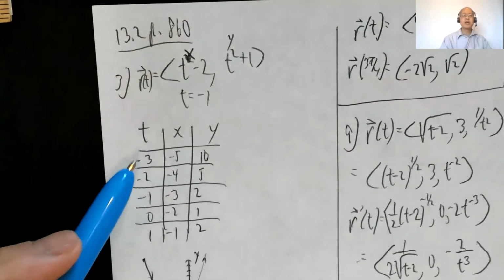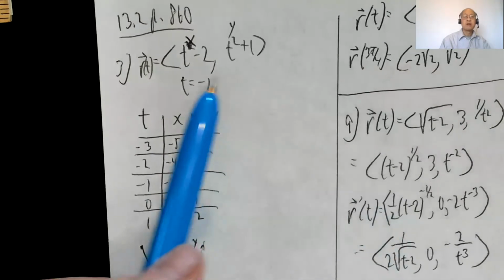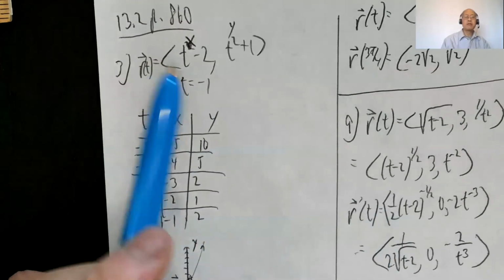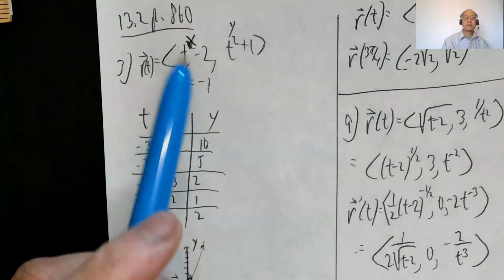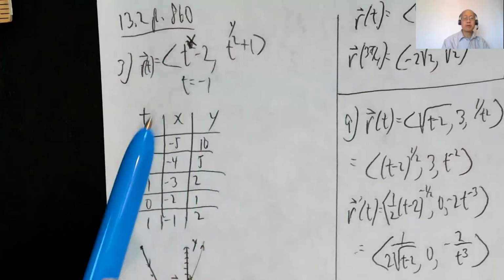Okay, number 3. So r of t is t minus 2, t squared plus 1. This is the x component, y component, two-dimensional.